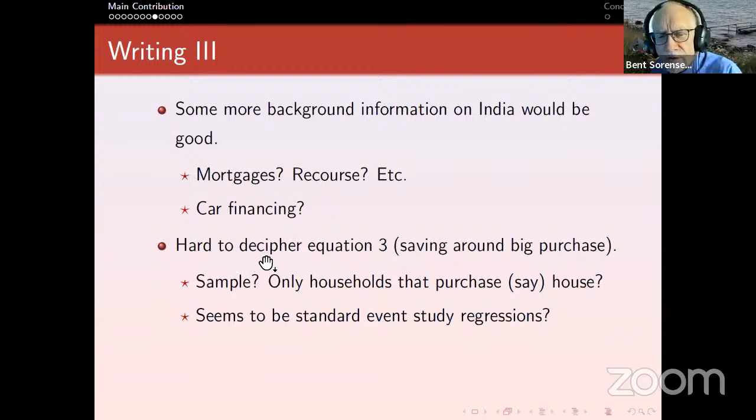So you show this equation for savings around a big purchase, that's very hard to decipher. I guess that when you're doing this for housing, you're picking the sample only of people who buy a house. But you don't say so. But I think that's what you're doing. If you're doing something else, you should explain it. You should explain it anyway. So it seems to be a standard event study, but just take some finance journal and use the standard way of explaining this, because I was confused for a while.